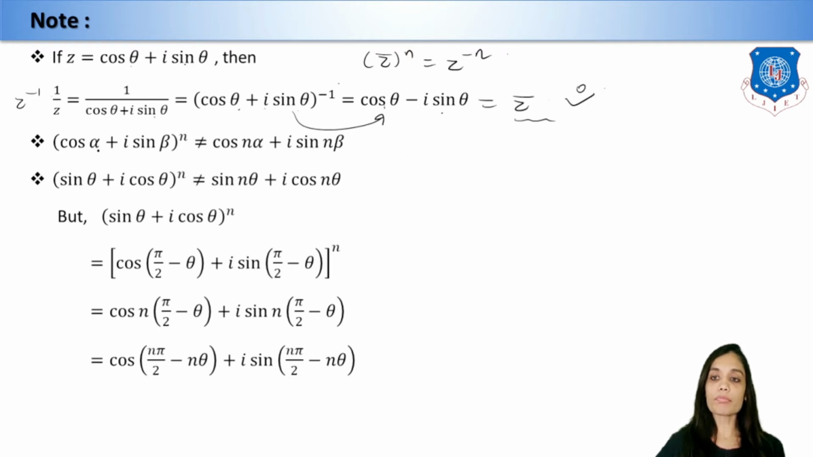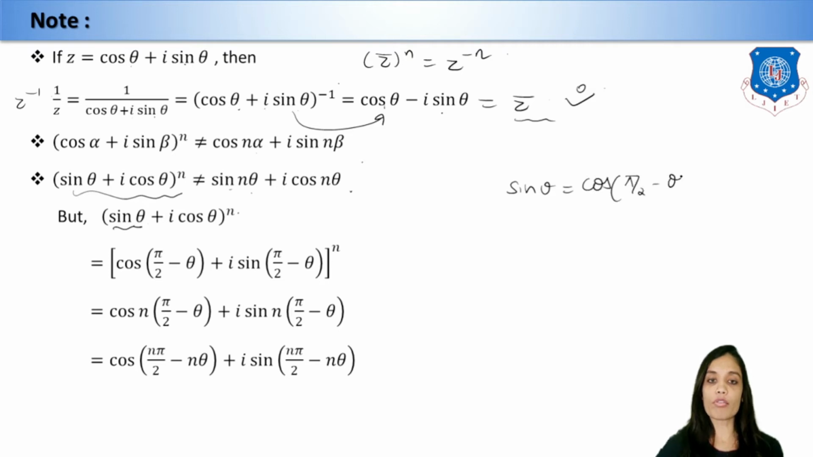Now we cannot write (cos alpha plus i sin beta) whole raised to n as cos n alpha plus i sin n beta; this is not equal. Similarly, (sin theta plus i cos theta) whole raised to n is not equal to sin n theta plus i cos n theta. But we can find the value of this using some minor modifications. So sin theta can be written as cos 90 minus theta, that is cos (pi by 2 minus theta).